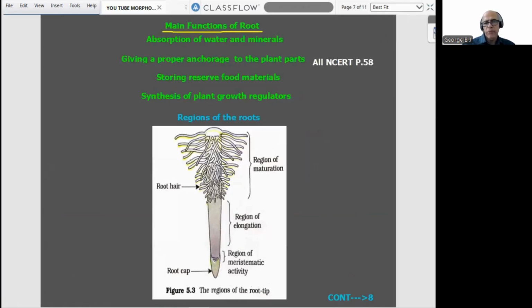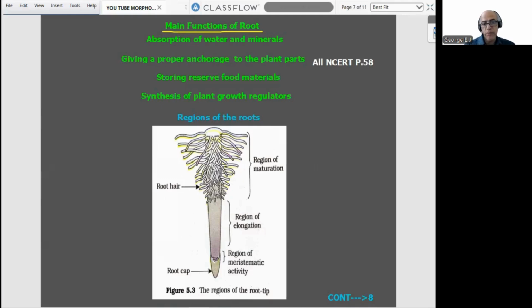Many functions will be there for each structure. Some will be exceptions, but here mainly the important normal functions of roots. One is absorption of water and minerals. We know it. Second, giving proper support or anchorage to the plant. Third is storing reserve food material. Fourth is synthesis of some plant growth regulators, hormones. After this function, theory question, NCERT, all these are NCERT.